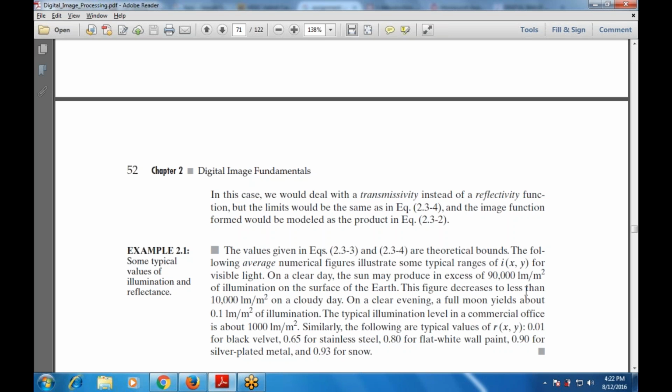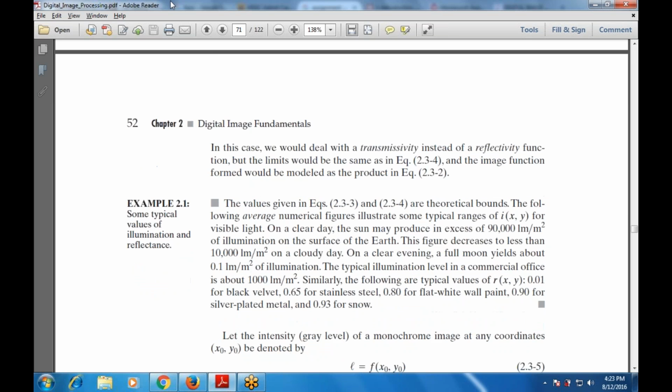Similarly, the following are the typical values of r(x,y), that is the reflectivity: 0.01 for black velvet, 0.65 for stainless steel, 0.80 for flat white wall paint, 0.90 for silver-plated metal, and 0.93 for snow.